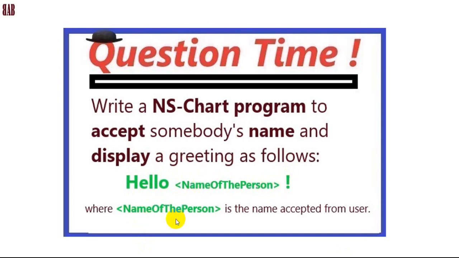Okay, so that's what this is saying. The name of the person is the name accepted from the user. So if you do this flow in a chart again, you can put a different name and then that name should appear. So this is not a fixed name. It could be any name that is given at the time the NS chart is being dry run. Okay, so let's check with that.